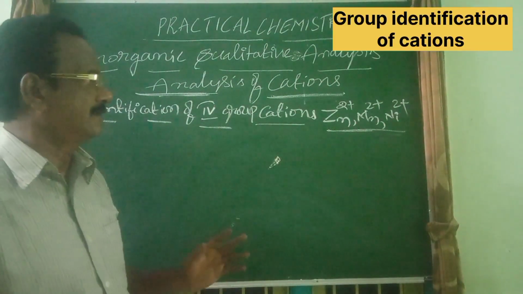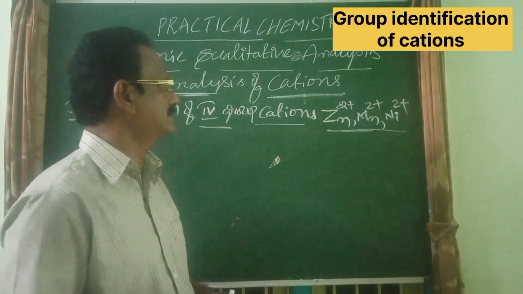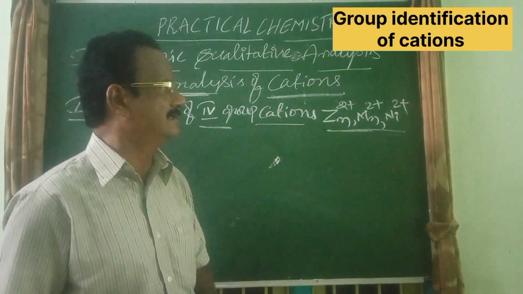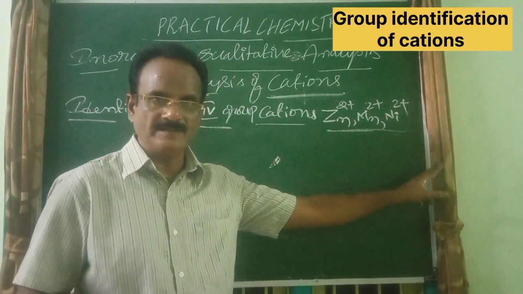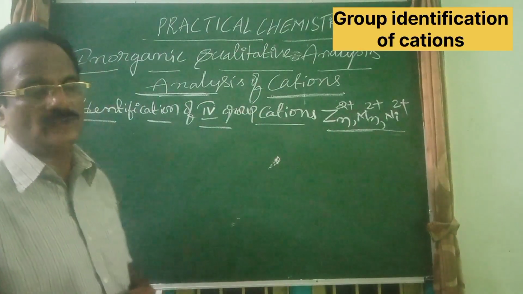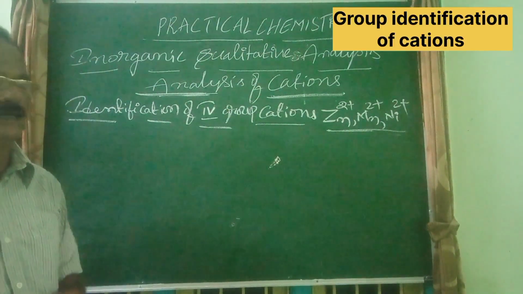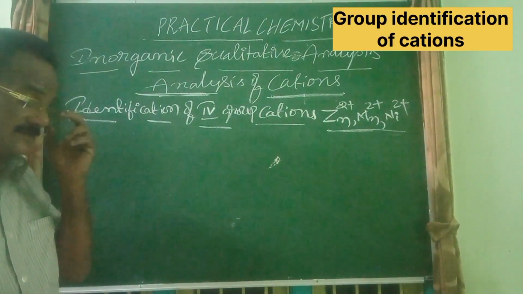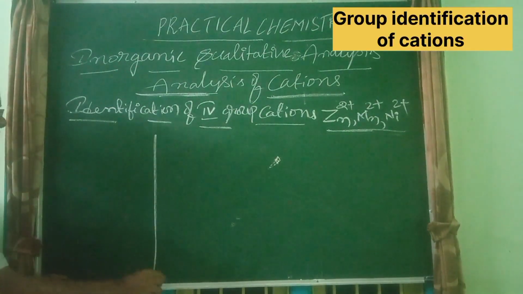Okay, the most common fourth group cations given in the laboratories are Zn2+, Mn2+, Ni2+. So these are the most common fourth group cations. While analyzing the salt for identification of fourth group cations, the procedure has to be followed like this.